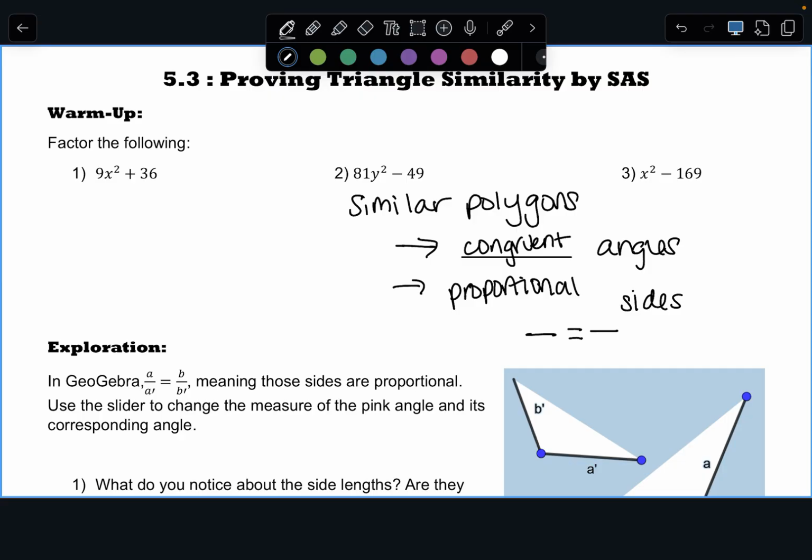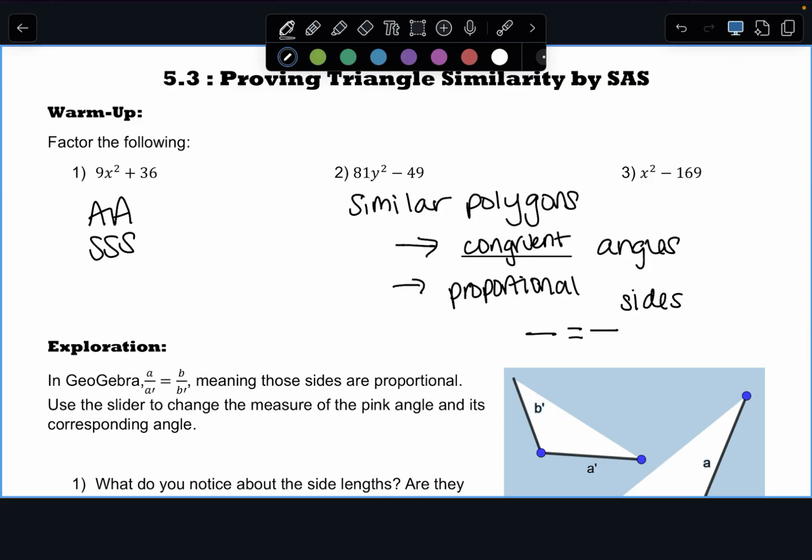We also learned last week 2 similarity shortcuts. Does anyone remember one of them? We had angle-angle. So we just needed 2 angles of one triangle to be congruent to the other. And then we also had side-side-side, where we needed 3 sides proportional to the 3 other sides.